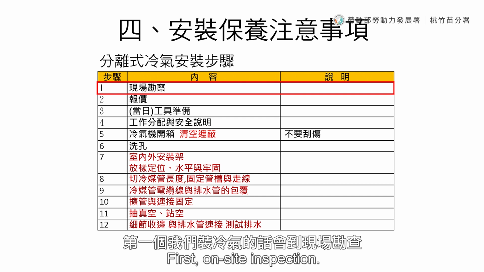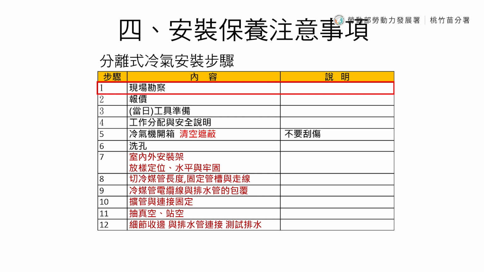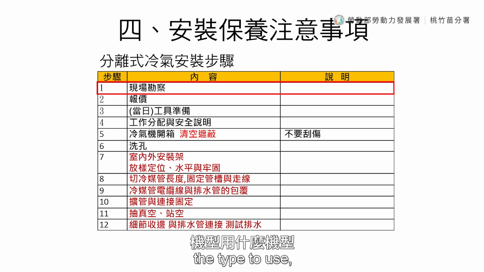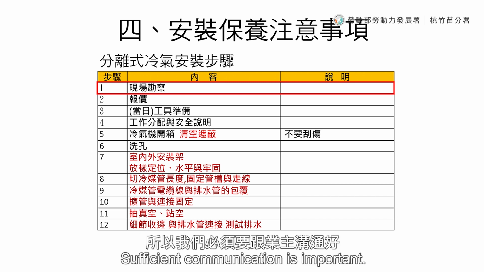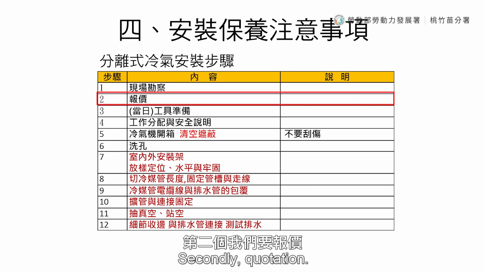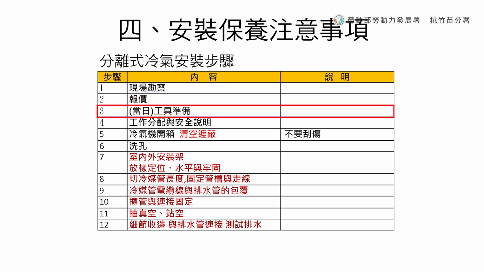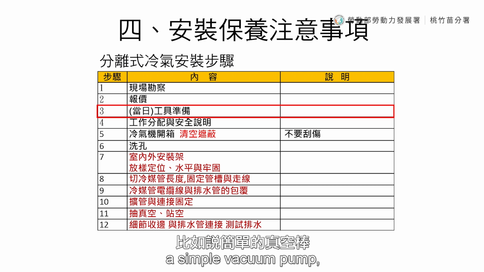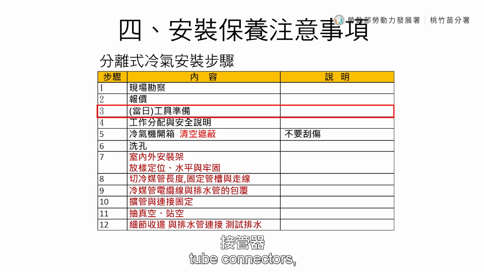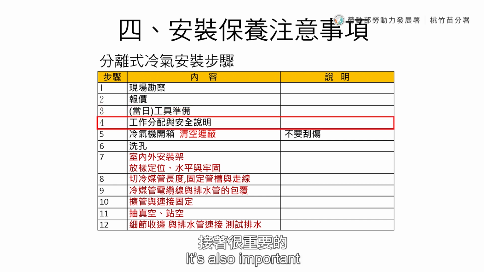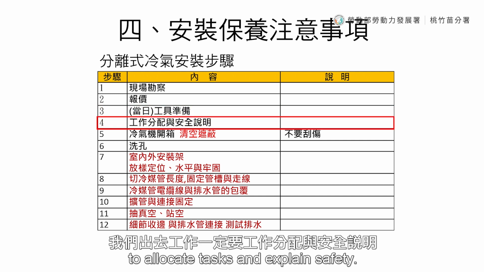First, on-site inspection. We evaluate the suitable tonnage, the types to use, and the client's needs. Sufficient communication is important. Secondly, quotation. When we install an AC, we must have all the tools ready. Tools such as a simple vacuum pump, tube connector, and an electric drill. We must have the basic tools ready. It's also important to allocate tasks and explain safety.